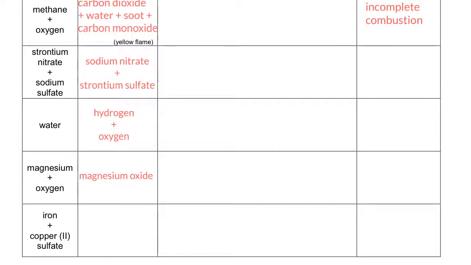The next reaction was when I put the steel wool, which is iron, into the solution of copper 2 sulfate. And the brown substance that was produced was actually copper. So copper was one of the products. The other product was iron 3 sulfate.